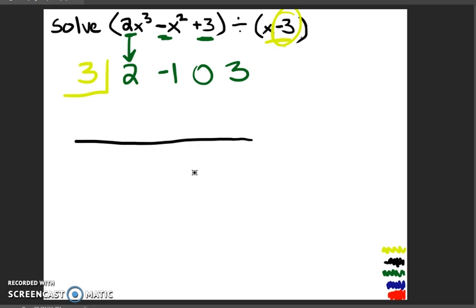Bring the leading coefficient down 2 rows and enter it into row 3. This here is row 3. So this one is the leading coefficient, first one here. We're just going to drop it straight down. 2. Woo! Okay.